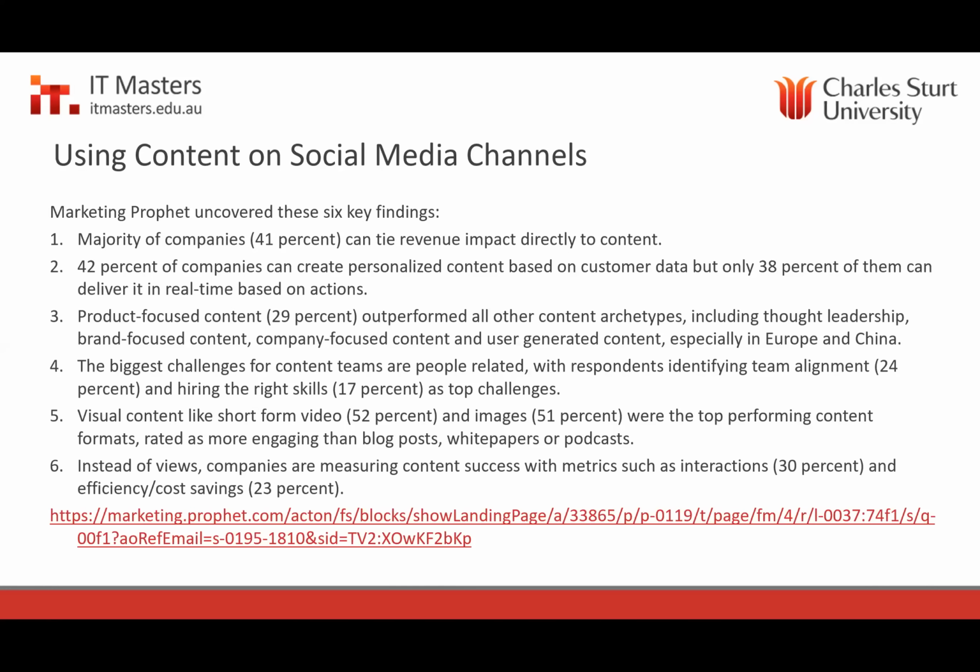Companies realise that personalised content is spectacular, but not many can actually deliver it on a real-time basis. So that's problematic, and that's a challenge that people have to overcome as well. There's some stuff about which content outperformed others. The biggest challenge here for content teams is people-related, with all respondents identifying team alignment. You get these wacky social media people, and actually finding them in the first place is a really difficult challenge. So your social media strategy, and particularly your content strategy, is likely to be hampered by both finding the right people and having them available for the right amount of time.